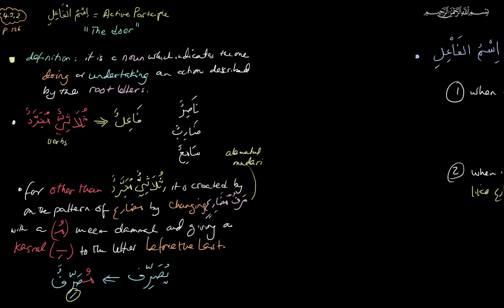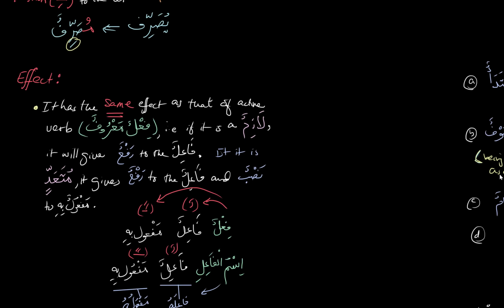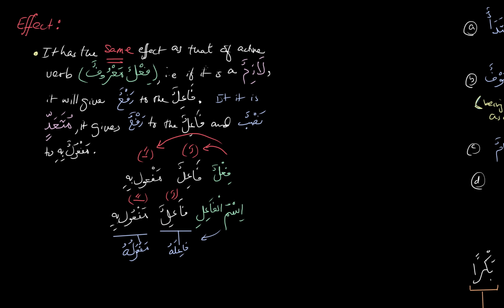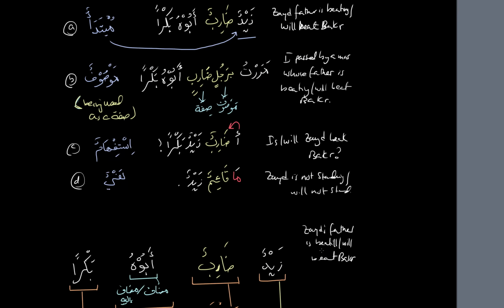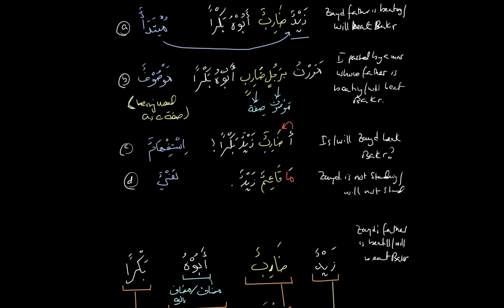the pattern of the mudari, dropping the alamat mudari and changing that to mim with the dhamma, and giving kasra to the second to the last letter. This is a kasra to the second to the last letter. So mustarrifun, for example. And the effect is the same as that of the active fa'il ma'ruf. Basically, it functions as a fa'il. Okay, fa'il ma'ruf. And it only comes in these circumstances.